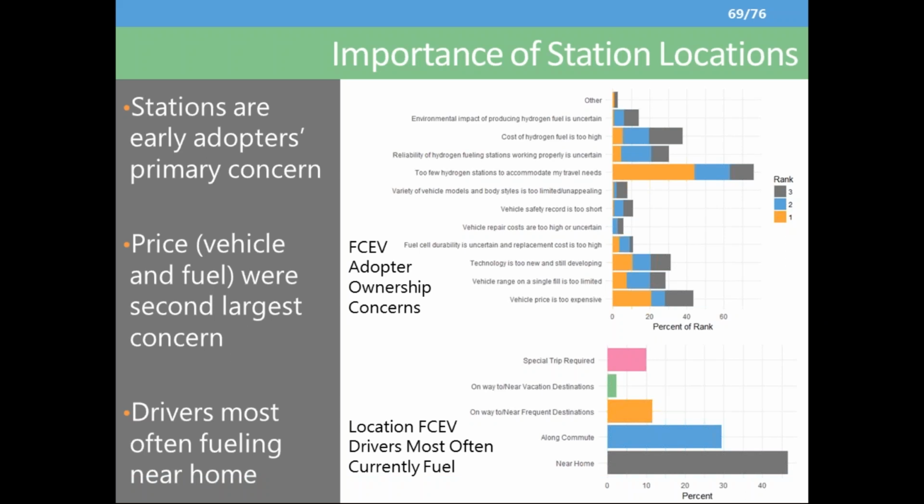And then we asked them where they are most often currently fueling. So again, this is right after they've adopted their vehicle, just their first early months, and near home by far, followed by along their commute, and then on the way to frequent destinations, like on the way to errands. There definitely seem to be some indications here that near home is most important, but along the commute might be just a little bit less important, though still pretty high up there, right? There still seems to be a good amount of data to support that. Next slide.